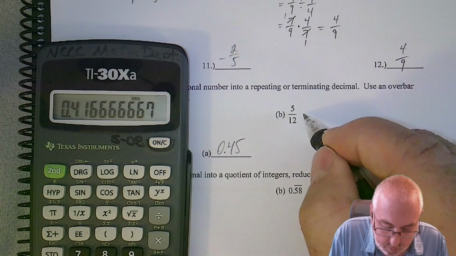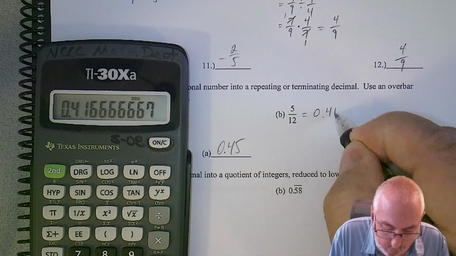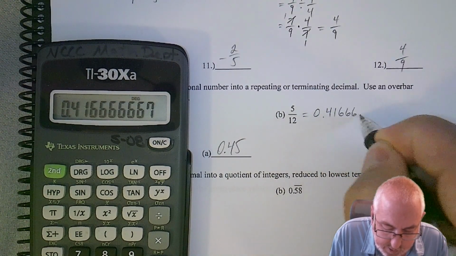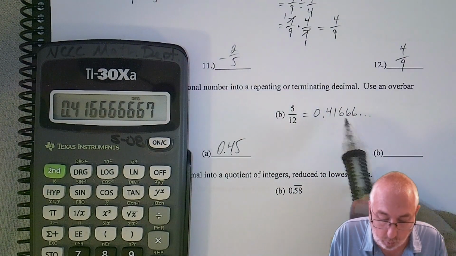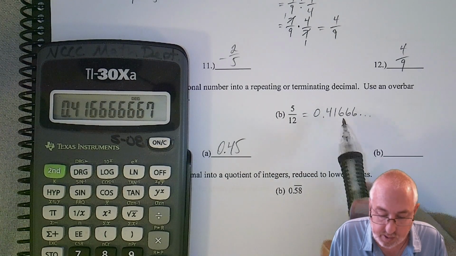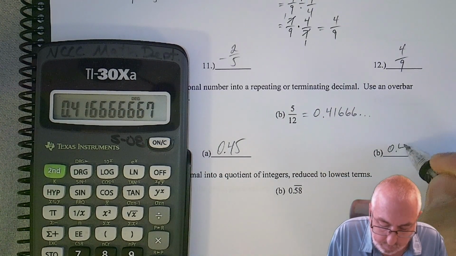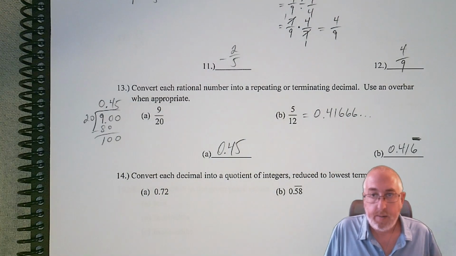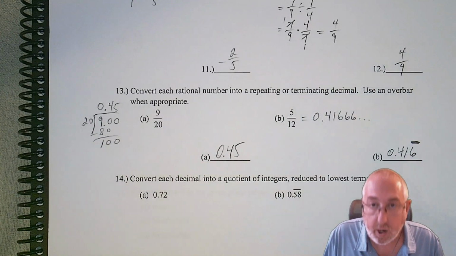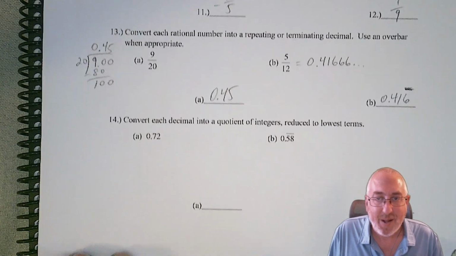So our answer is 0.41666... but it says to use an overbar. So only over what is repeating. So the 6 is repeating, so 0.416 with a bar over just that 6. Now, I did that a little dark, but you don't need to make it that dark.